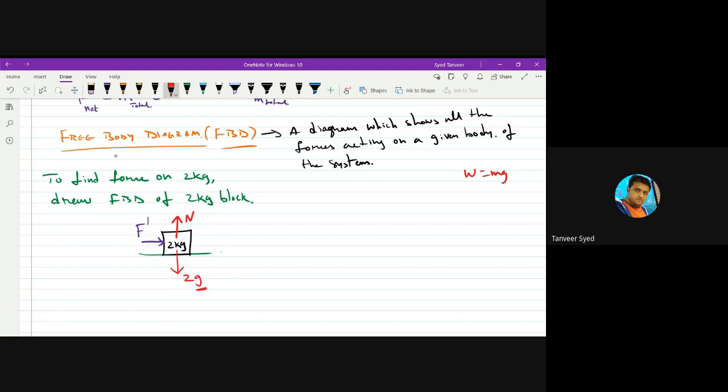And how much will this normal reaction be? Same, equal to weight, 2g. That's why these two forces are balanced. Which two forces? Weight and normal reaction. Weight downward, normal reaction vertically upward. These are balanced because they are exactly equal and opposite in direction. They are balanced, and if they are balanced, they will get cancelled. That's why this 2 kg block is neither moving in upward direction nor in downward direction, because net force along the vertical direction is 0. It cannot move either upward or downward, and it is moving only along this direction. Why? Because of this force.